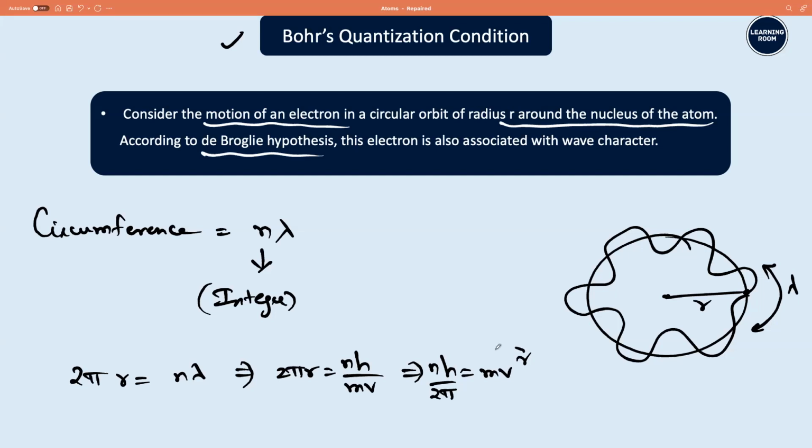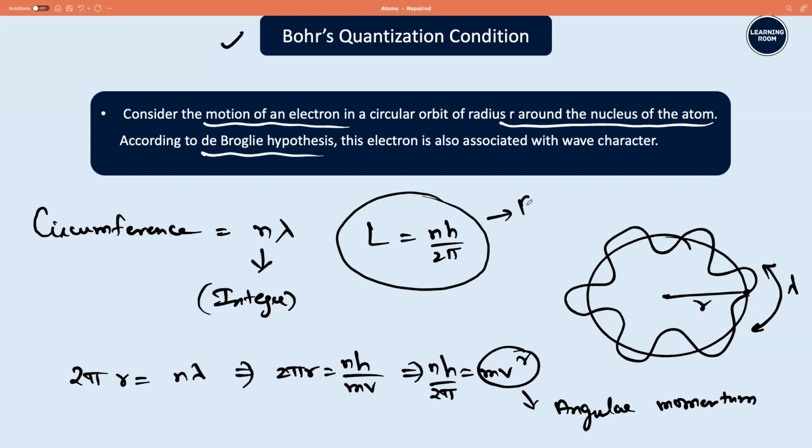Right. Now this m into v into r is called angular momentum. And this angular momentum L is equal to nh by 2 pi is what is called Bohr's quantization condition. This is what is called Bohr's quantization condition.